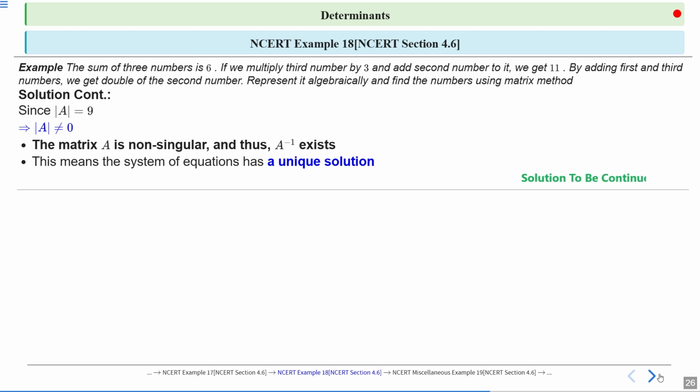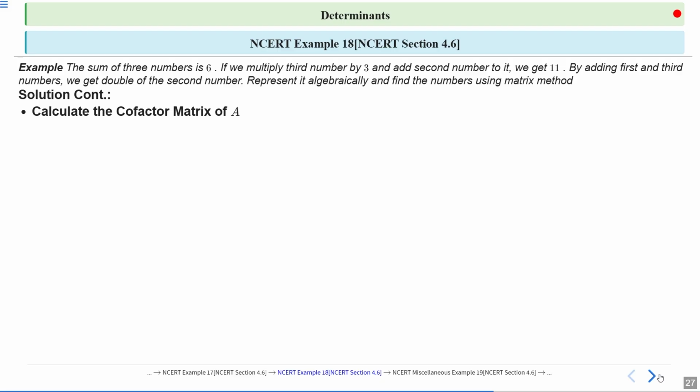So now we have a system of three linear equations. At first we write it in matrix form, that is Ax = B, where the matrix A is the coefficient matrix. When we get the matrix A, we calculate the determinant of A. The determinant of A, as we calculated, is 9, which is non-zero, so A is non-singular, and the system is consistent and has a unique solution. As the determinant of A is non-zero, A inverse exists.